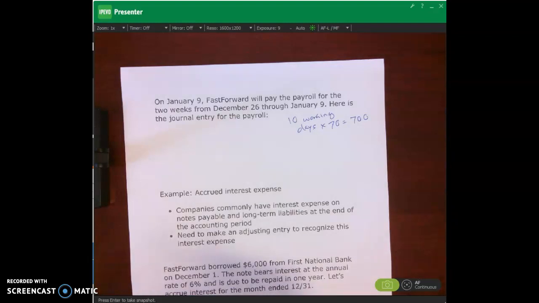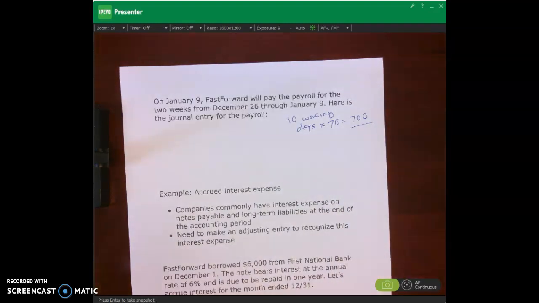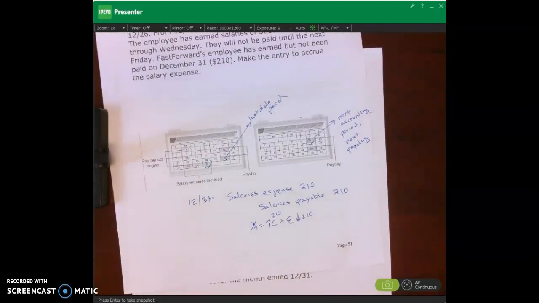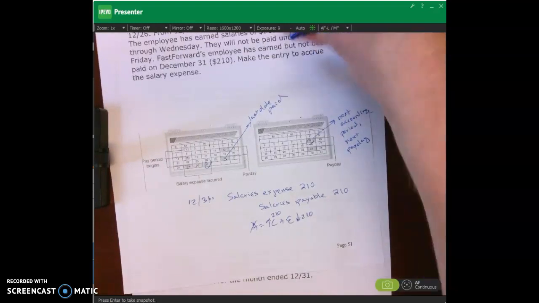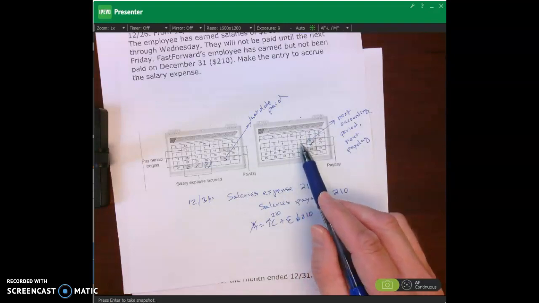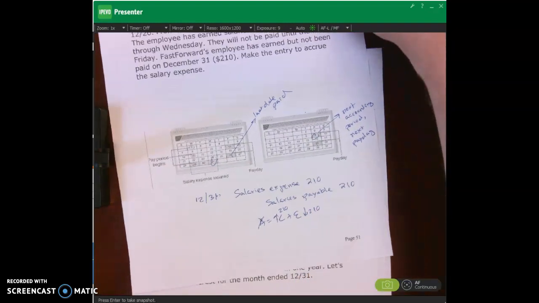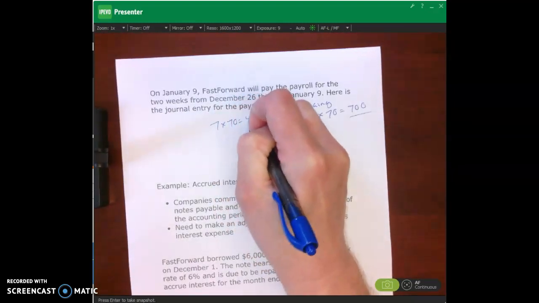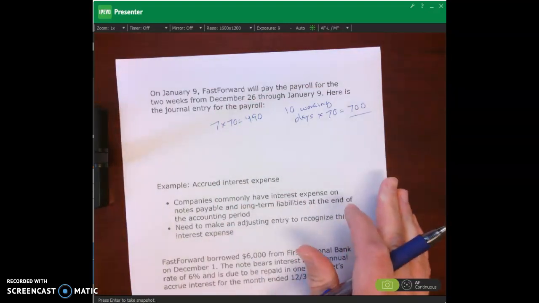Whenever I say pay something, what do you automatically think? I hope you think credit cash, because that's what you should be thinking. It's a credit to cash for $700. We know that right off the bat. But if we look back over here, we also have to recognize salaries expense. How much salaries expense do we recognize? Well, it's 7 days worth times our $70, $490 worth of salaries expense.